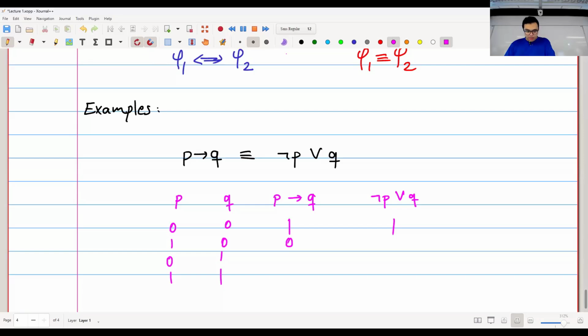But here, not P is 0 and Q is also 0, so not P or Q is also 0. If P is 0 and Q is 1, then P implies Q is 1. But because Q is 1 and this is OR, having 1 on one side is enough, so I will have 1 here as well. And this case is also very similar. So this is 1 here and 1 here. So as you see, these two expressions, these two different statements have the same truth values, so they're equivalent.